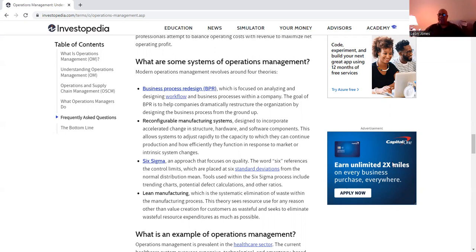So going back to lean, just as I mentioned, you can see operations management ties in with engineering management and, of course, industrial engineering. They are all related because when you wrap them all up, they're all dealing with systems as a whole. So lean is no different. Six Sigma is no different.